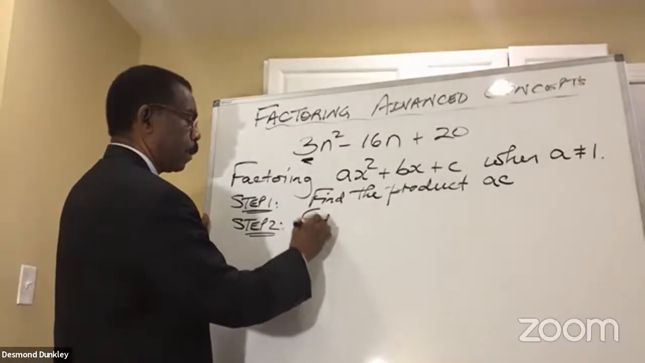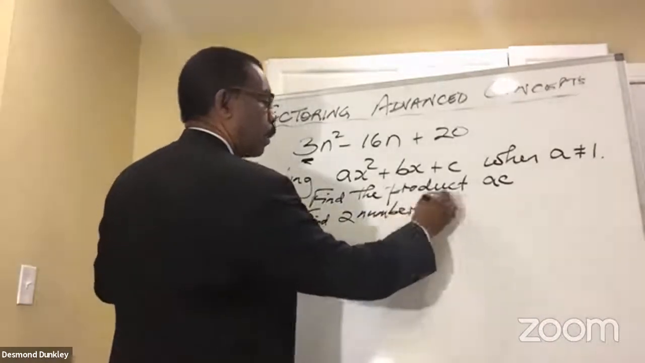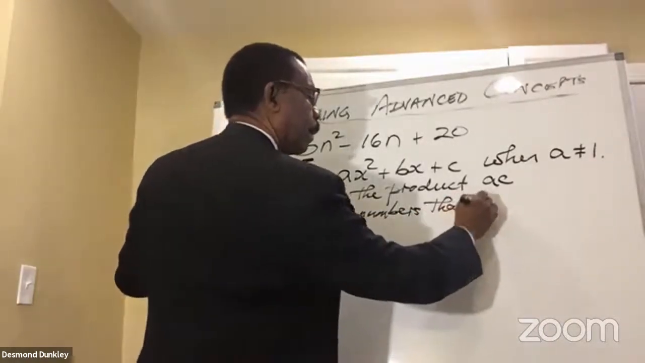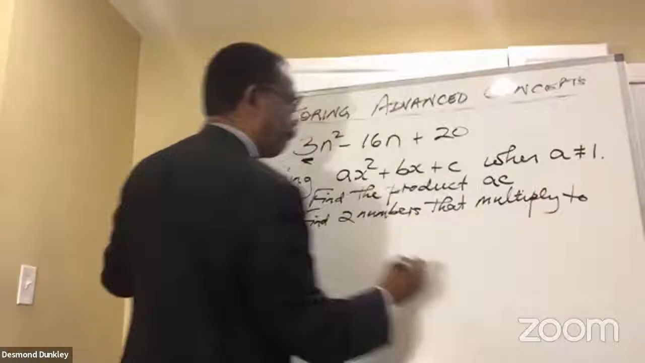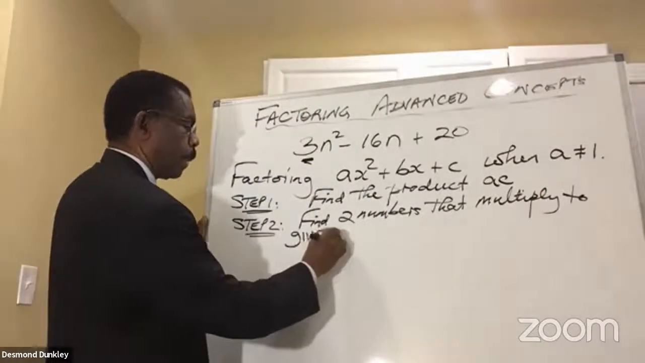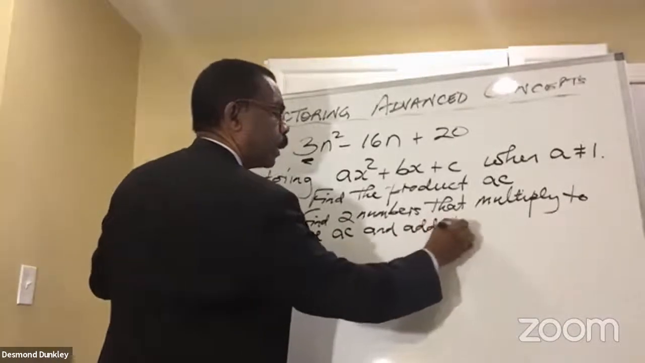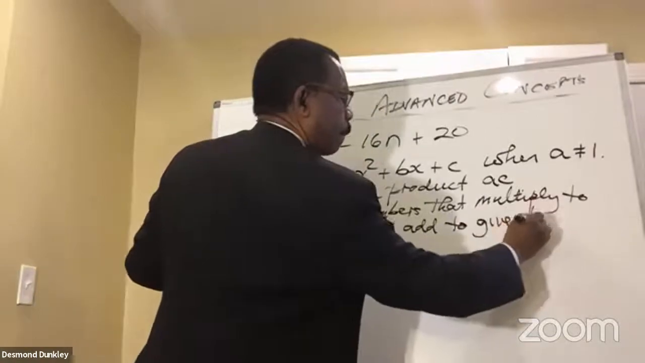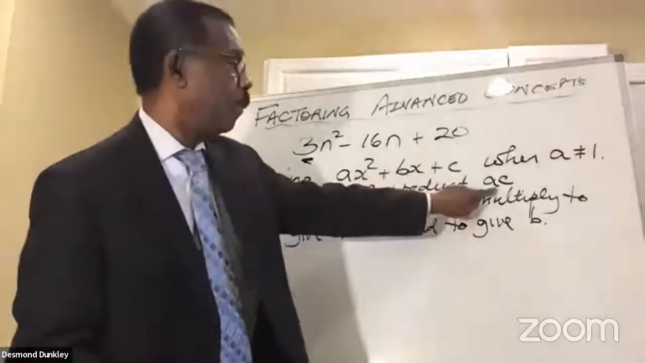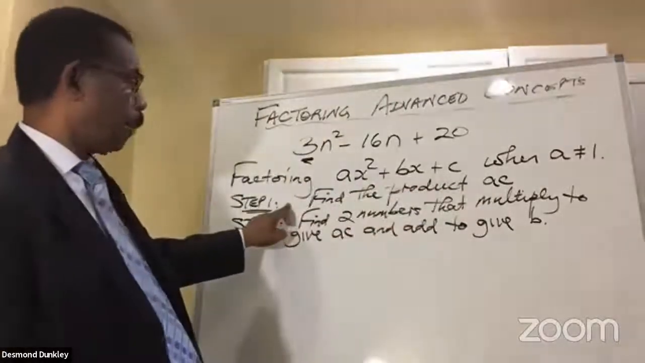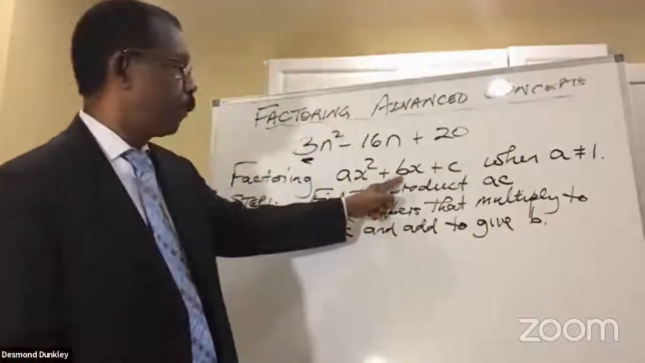Step 2: Find two numbers that multiply to give ac and add to give b. So we're looking for two numbers that multiply to give you the number ac that you got for step 1. They must multiply to give you ac, and they must add to give you b.